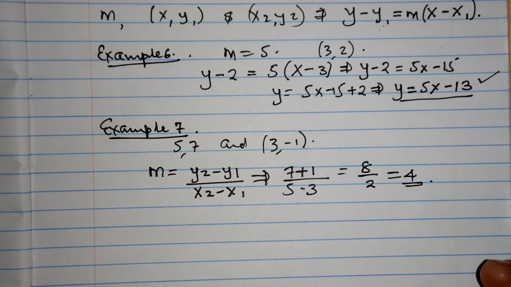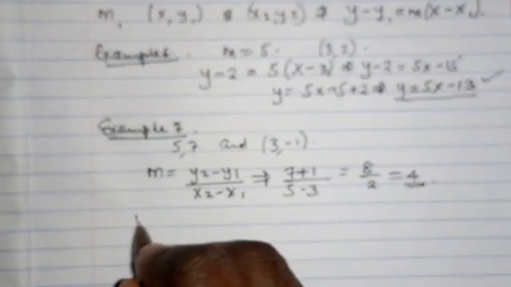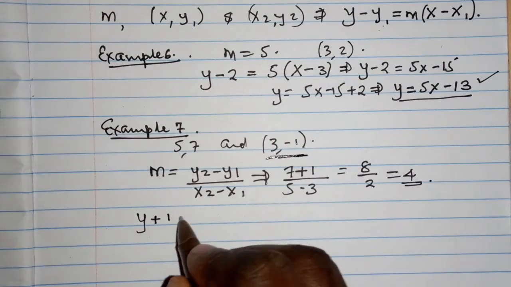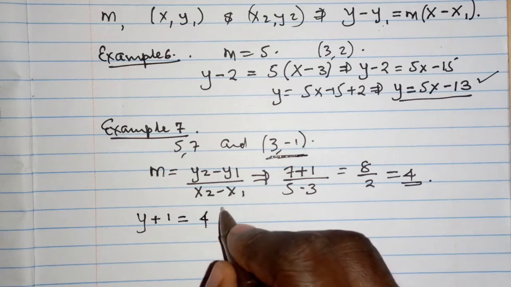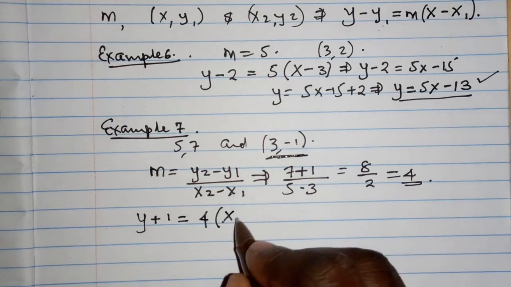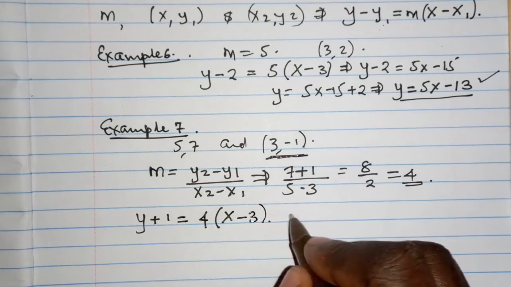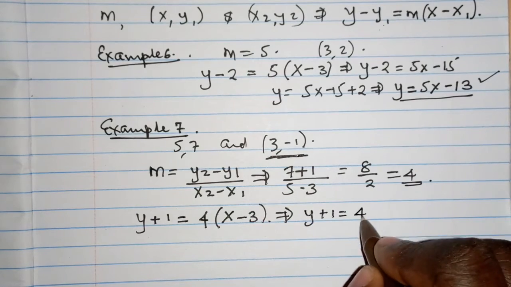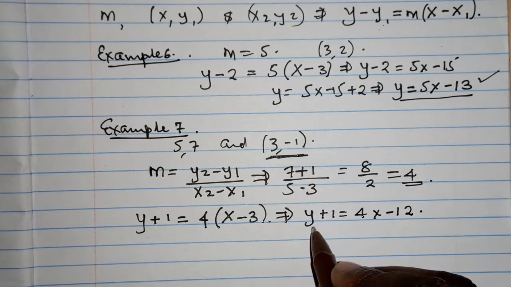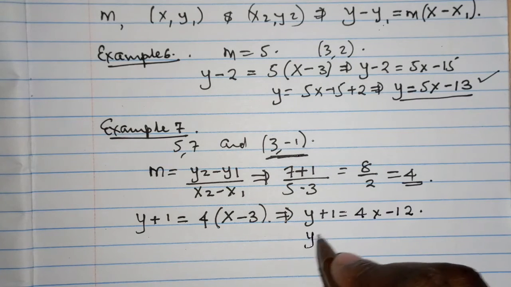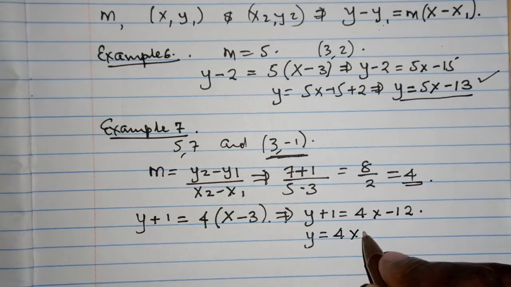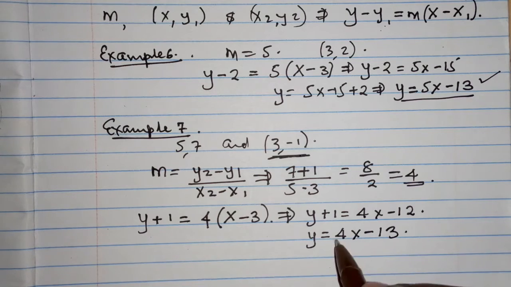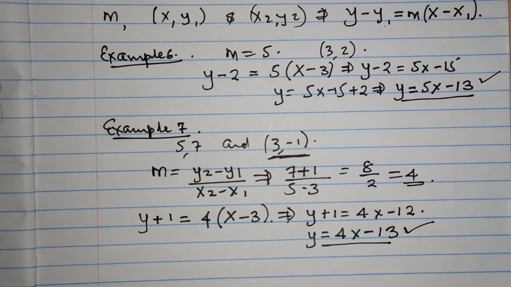If the gradient is 4, now we can take a general y minus y1, and let's say y plus 1, we use this point, equals the gradient, which is now 4, open the bracket, a general x minus x1, which is 3. If you open this bracket, we find y plus 1 equals 4x minus 12. Making y the subject, y equals 4x minus 13. 4x minus 12 minus 1 becomes minus 13. And that is the equation.